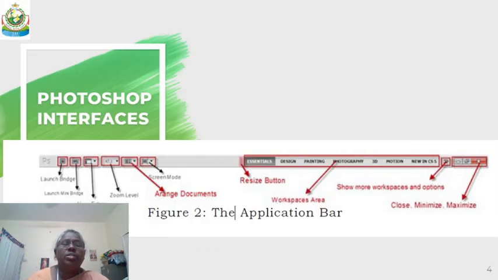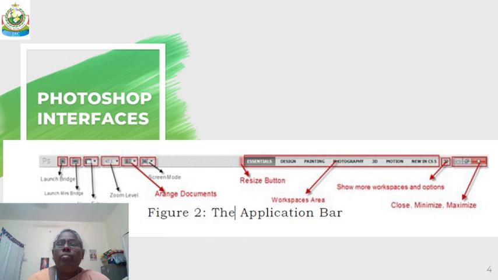Next, we are going to see the application bar in detail. So here in this application bar you can find these things. First let me come from the right side of the application bar. On the right side, as in every window, you can see the close, minimize and maximize buttons. With this you can close, minimize or maximize your application.